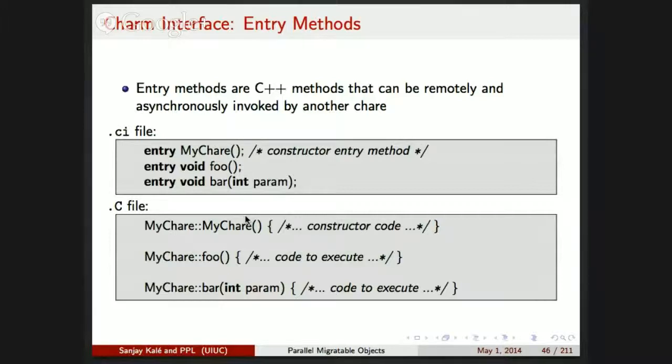In the CI file, you'll have, for example, your constructor. Then here we have two declared entry methods. One entry method is foo, which takes no parameters. Your entry methods can also take any standard parameters; for example, this one takes an int as a parameter. Then in the .C file, just like for any other method, you would define them as MainChar::whatever the method is. You have your constructor code, the code for foo, and the code for bar.